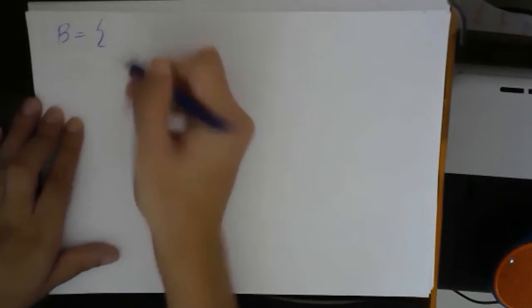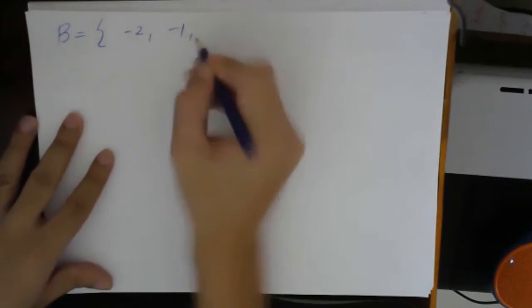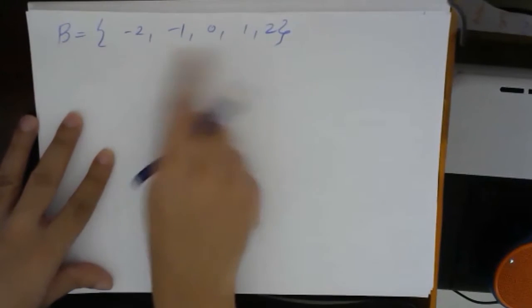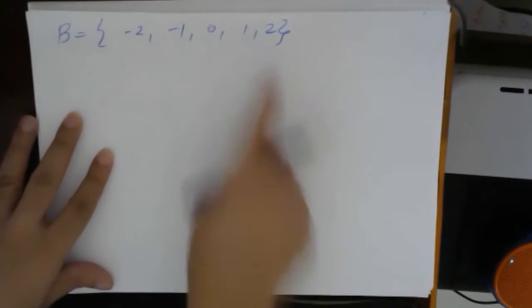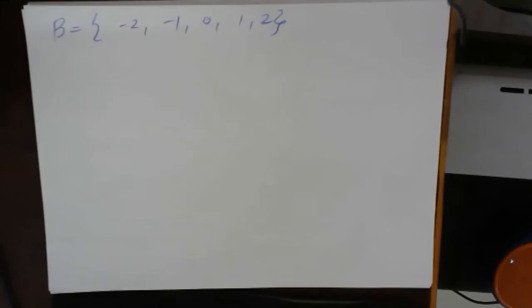I'll give you a very easy example first. Suppose there is a set B which contains -2, -1, 0, 1, and 2. I want you to write the set builder form of this set, the roster form or the set builder form.